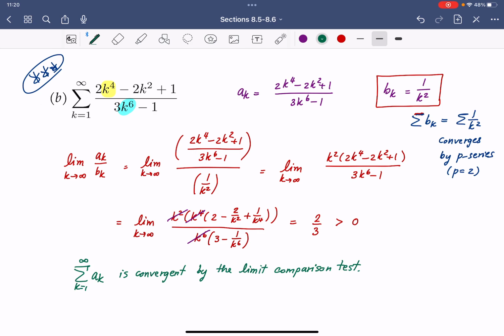Okay, I'll let you jot down and I'll explain more. How do we know that bk is 1 over k squared? How do we know that bk is equal to 1 over k squared? Can anyone explain?